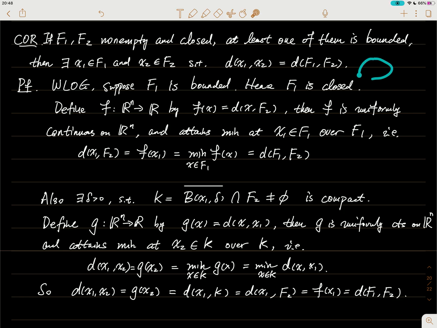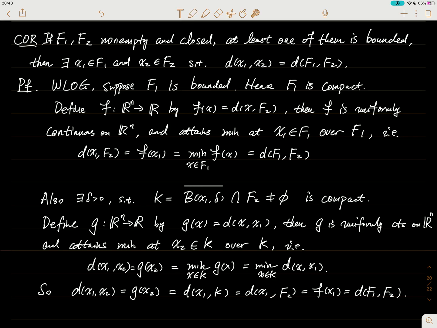So that means you have F1 here, and I have F2 here. Then there will be some point x1 here, and some point x2 here, so that the distance between these two points is actually the distance between the two sets. So we need one of the two sets to be bounded. Suppose without loss of generality that F1 is bounded. Now F1 is non-empty, bounded, and closed, so F1 must be compact.